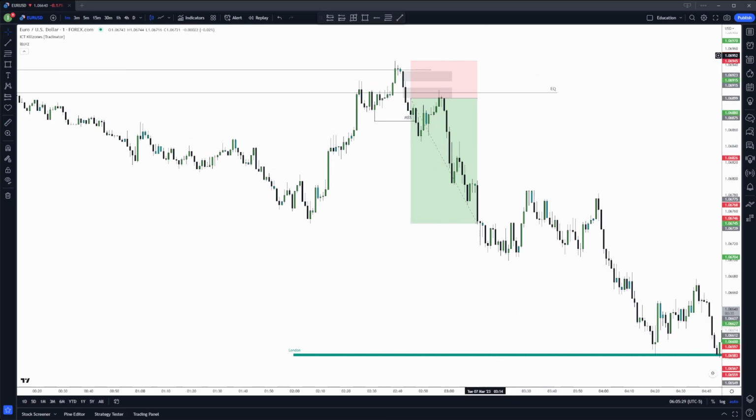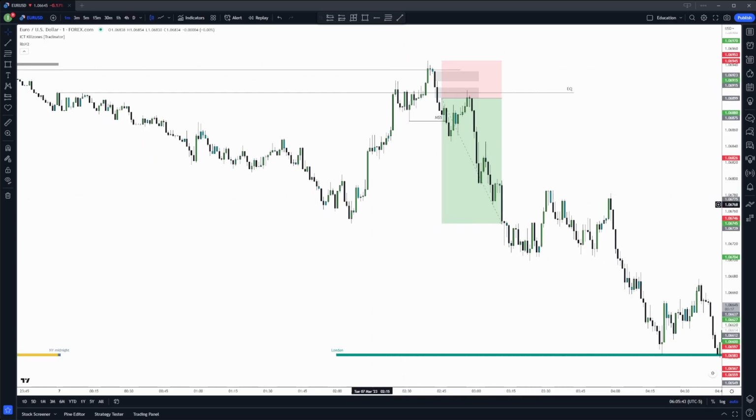So that's pretty nice. And when you look at this equilibrium level, don't look at it too much. As you can see, we swept something above the equilibrium. So at that point, we should be looking for shorts. And if we sweep something below the equilibrium, we should be looking for longs.